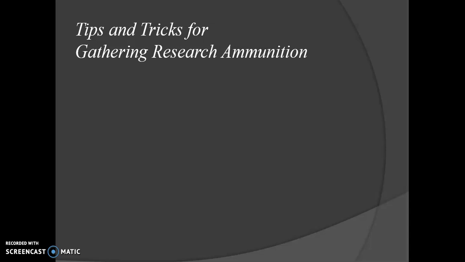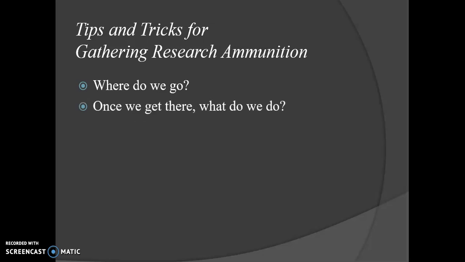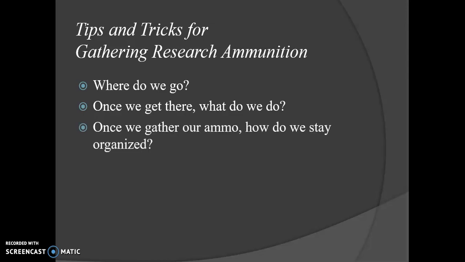So we have some key questions for this small crash course. Where do we go to get reliable sources, peer-reviewed sources? And once we get there, then what do we do? And then finally, once we gather our ammo, how do we stay organized so that we don't lose track of all the different patterns, all the different files, and then start making meaning from those to make our dissertation even more successful? Because what we're talking about here is literature review, chapter 2.